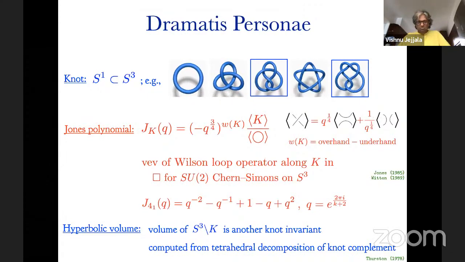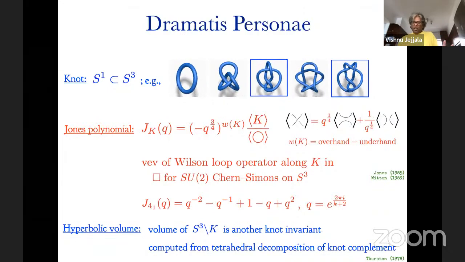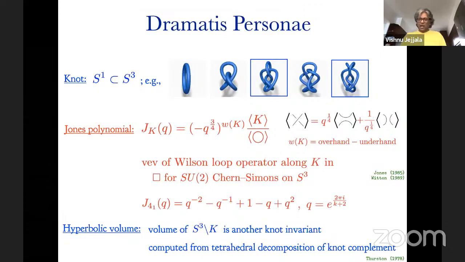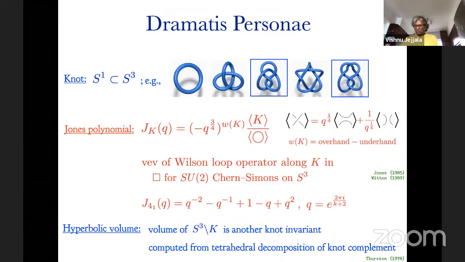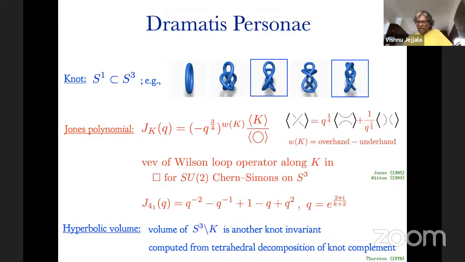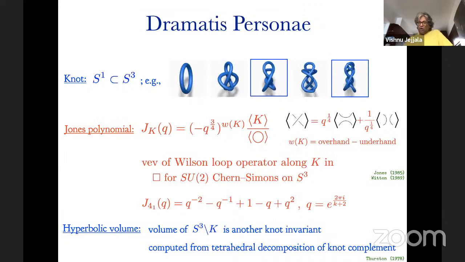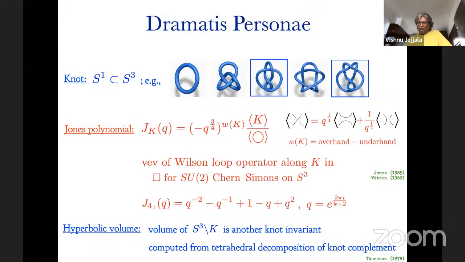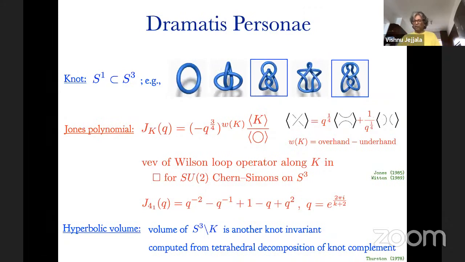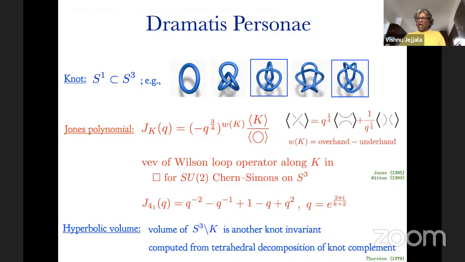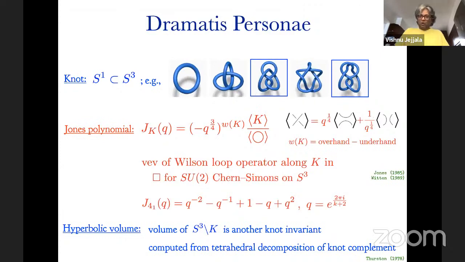So that's one famous knot invariant with an obvious physics interpretation. And remove that epsilon ball. The remainder of the S3, the complement, has a metric which is of constant negative curvature. The volume of the knot complement is a topological invariant that's computed using what's called tetrahedral decomposition. And Thurston established this as a topological invariant for knots.